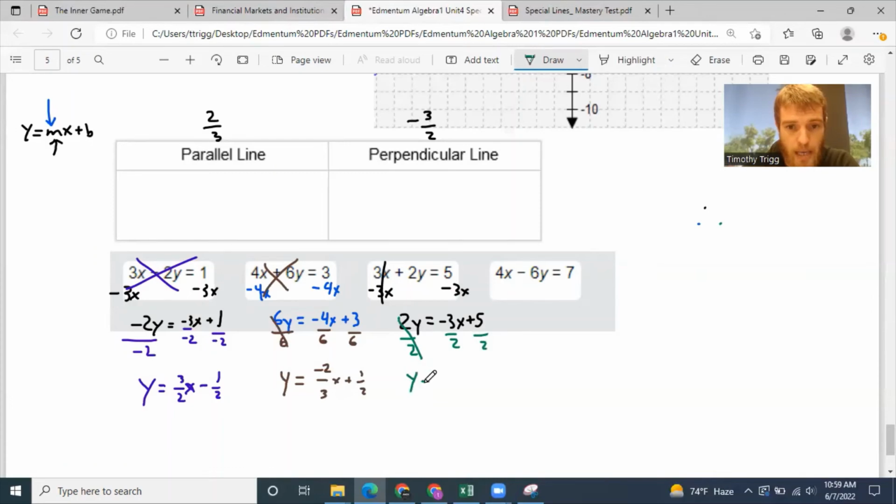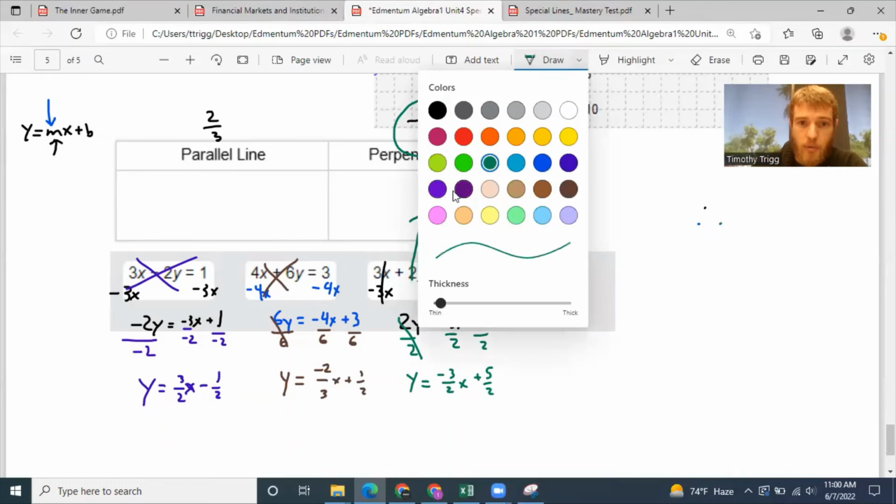So here we have y equals negative 3 over 2x plus 5 over 2. Okay, negative 3 over 2. Oh, that's what we're looking for. So this is a perpendicular line because it has a negative 3 over 2. So this one would go into this box here. Let's try the last one.